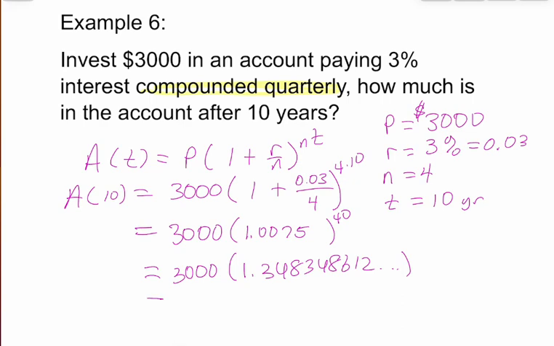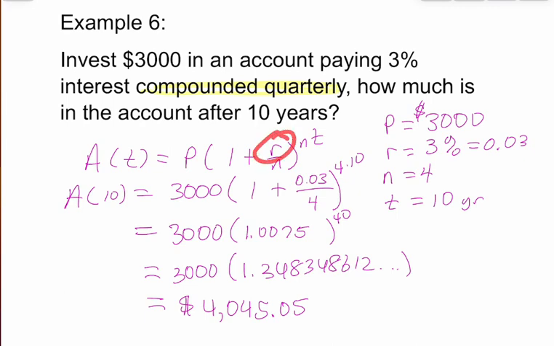And then this is money. So we know how many decimal places naturally we should go to. We should go to 2 decimal places, to the nearest penny. So we would have $4,045.05 in the account.